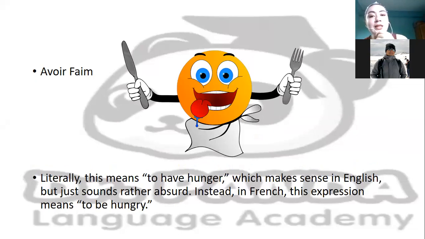And then next idiomatic expression we have avoir faim. Literally, this means to have hunger, which makes sense in English but just sounds rather absurd. Instead, in French, this expression means to be hungry. So when you say j'ai faim, it means you're hungry. It is the conjugated verb of to be hungry. So j'ai faim, avoir faim.